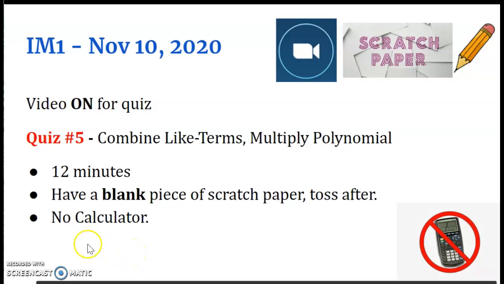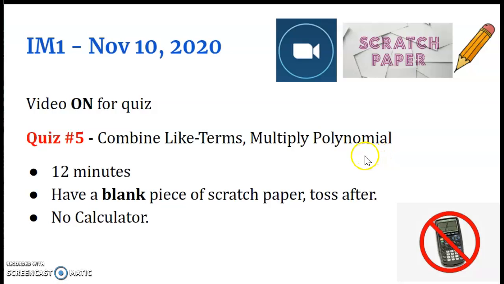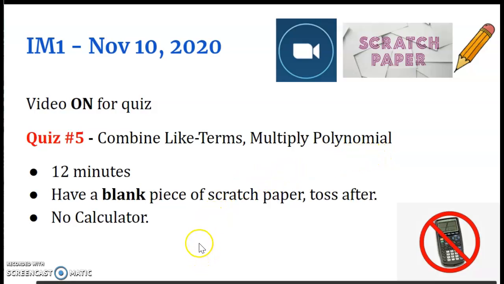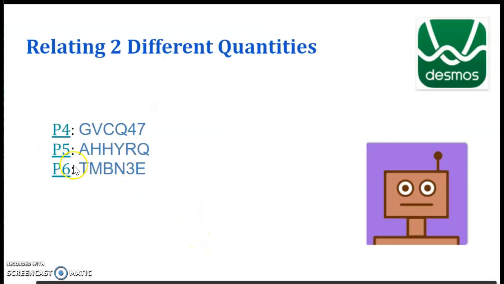We started off by doing quiz number 5 on combining like terms and multiplying polynomials. If you are absent for this quiz, please contact me as soon as you can so that you can make up the quiz. Then we went on to doing a Desmos exercise.